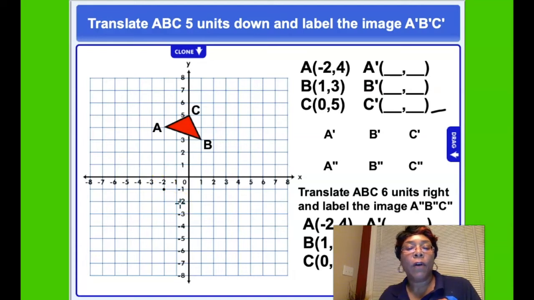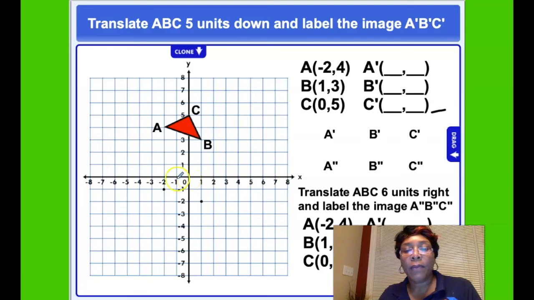I'm going to go ahead and move all of my units 5 units down: 1, 2, 3, 4, 5. Here we go again: 1, 2, 3, 4, and 5. So what would my answers be for A prime, B prime, and C prime? Let's look and see if we can figure out where our new numbers are.